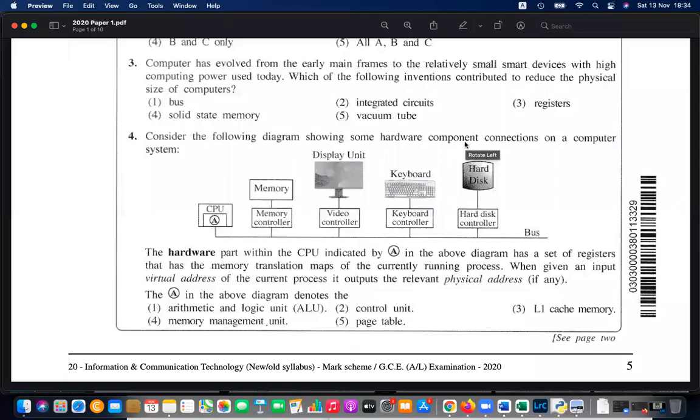Computers have evolved from the early mainframes to relatively small smart devices with higher computing power used today. Which of the following inventions contributed to reducing the physical size of computers? Bus, integrated circuits, registers, solid state memory, vacuum tube. So what is your answer? Integrated circuits. The invention of IC has drastically reduced the size of computers. Correct. But actually speaking, you could also say the invention of SSD, solid state memory. Yes, hard disks are now smaller due to solid state.